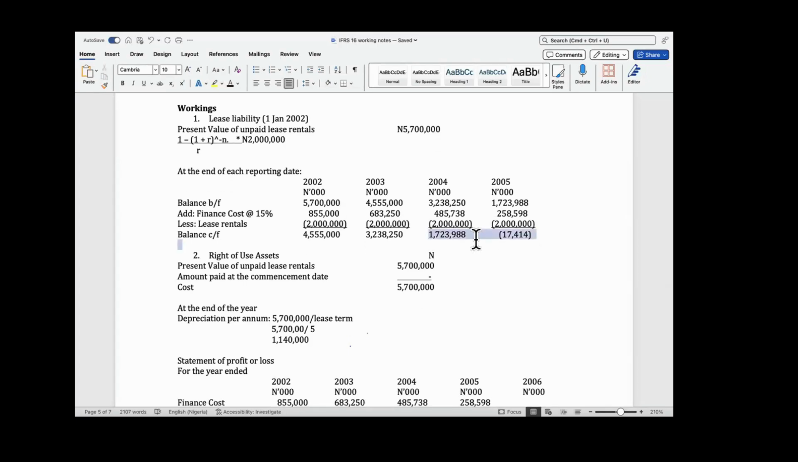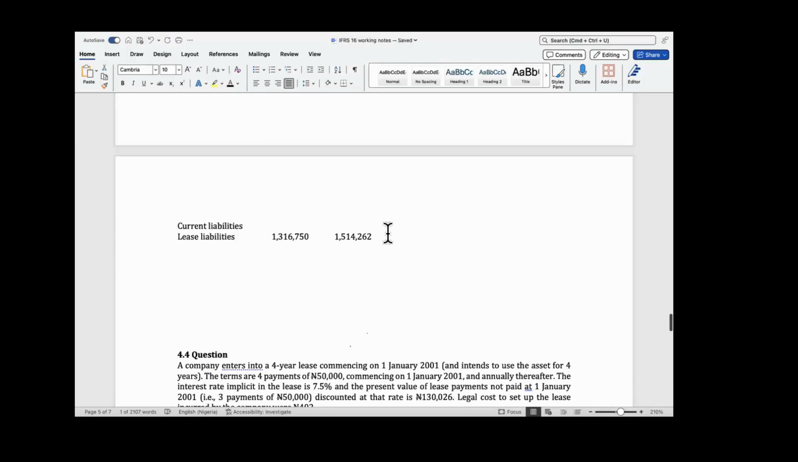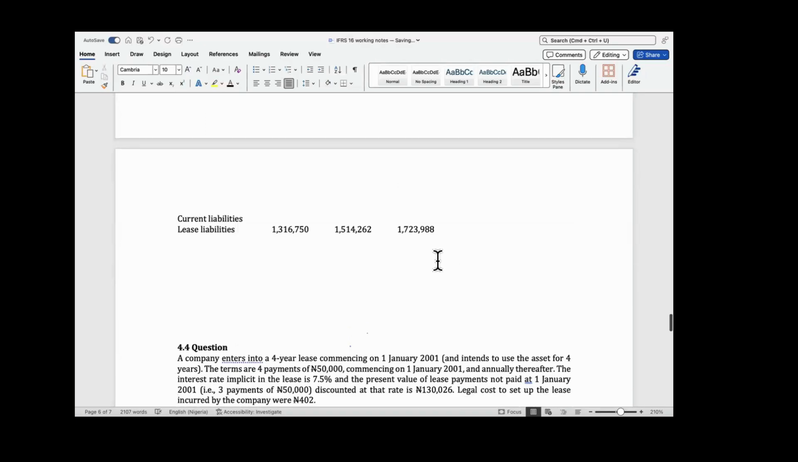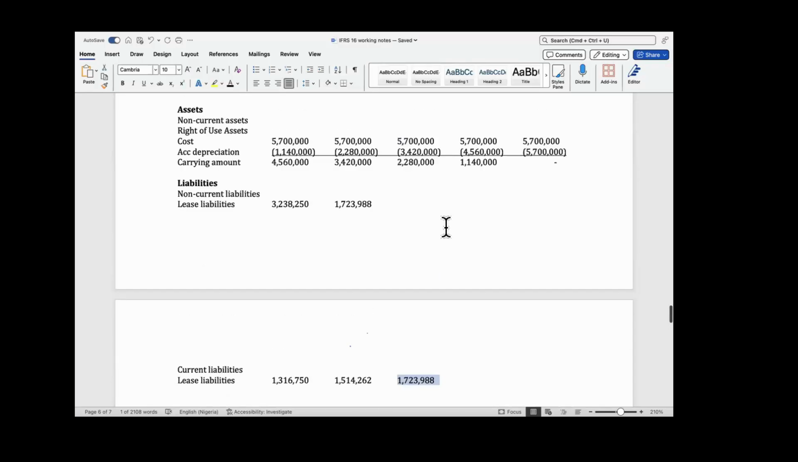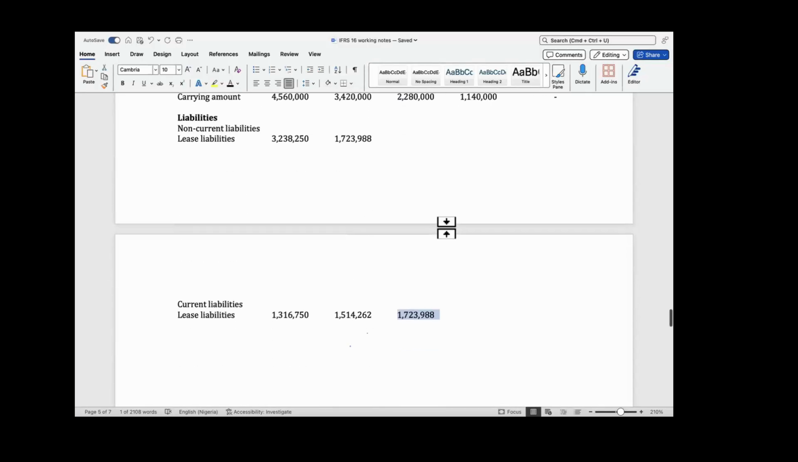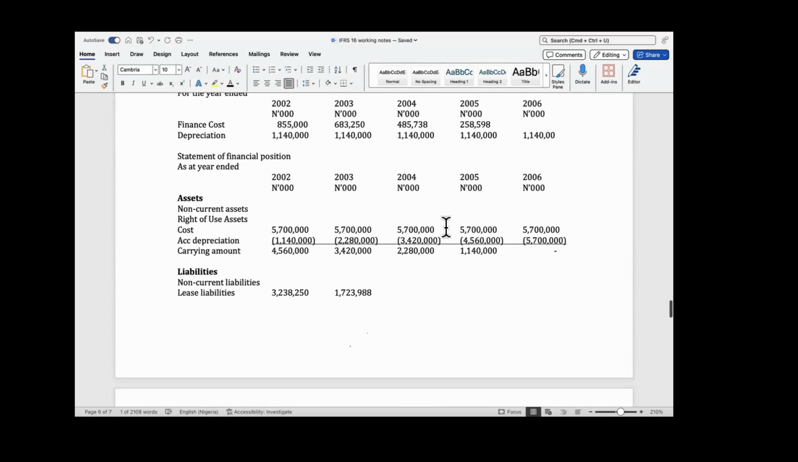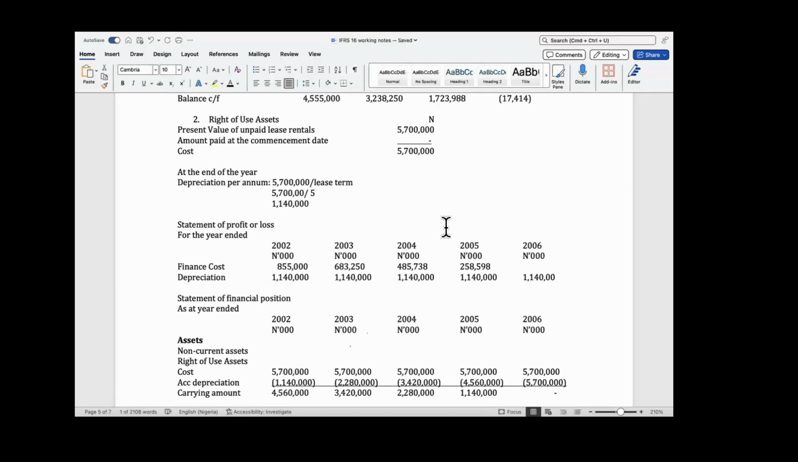In year 3, our lease liability is this. Since the final payment is next year, we would expect that this entire sum will be paid next year. Therefore, this entire amount is current because it's payable next year. So I will put the amount under current liability because we expect that we should settle it in 2005. Okay, and that's the end of this question.